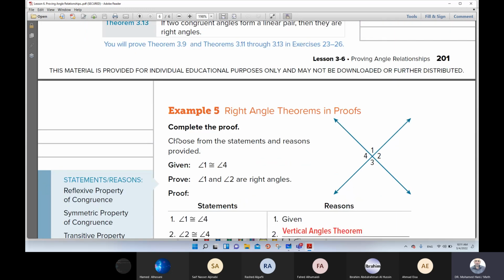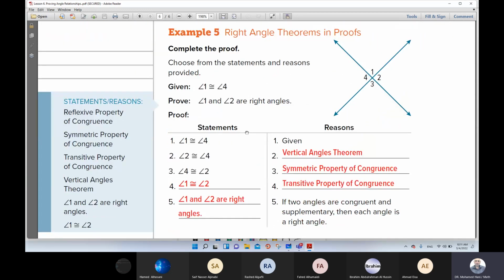Example, in this question, we have angle 1 congruent with angle 4. And we want to prove angle 1 and 2 are right angles. Start from the given information, angle 1 congruent with angle 4, this is given. Then use the vertical angles theorem. Angle 2 and angle 4 will be vertical angles, so will be congruent. So we can write angle 2 congruent with angle 4.